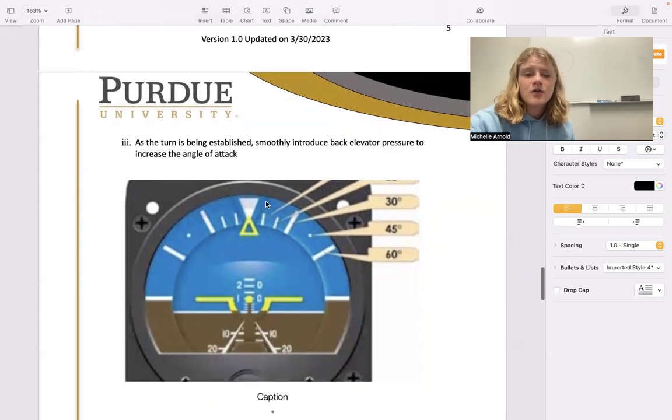So here's your attitude indicator. If you're private, you're going to want to be at 45 degrees of bank. And if you are commercial, you're going to want to be at 50.